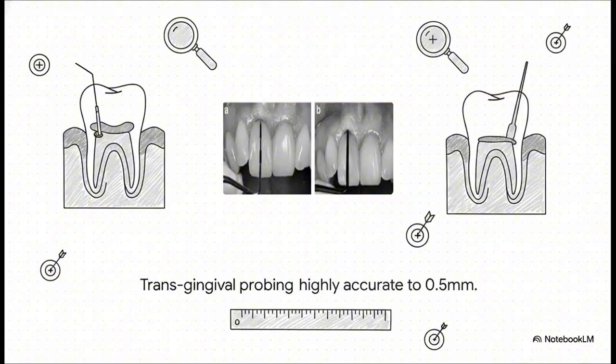Here we can see transgingival probing. It's a highly reliable technique which assesses gingival thickness to the nearest 0.5 millimeters. Basically, using a standard periodontal probe, you physically pierce the tissue to contact the bone. It's direct, it's incredibly accurate, and, you guessed it, it's highly testable.